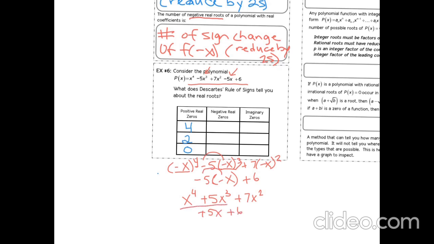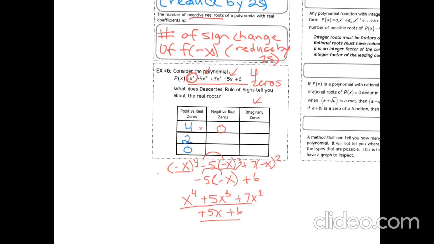Well, if I look, none of my signs change. So I don't have any negative real zeros. Okay? And over here I have this imaginary situation that I want to talk to you about. My degree here is 4, which means I have 4 zeros. Some might be real, some might be imaginary, but I'll have 4 of them. And so I can think about all the different scenarios of the different types of zeros I can have.